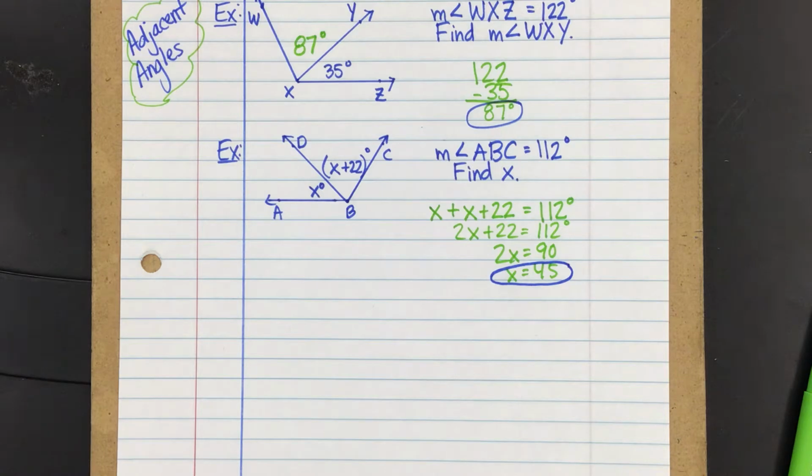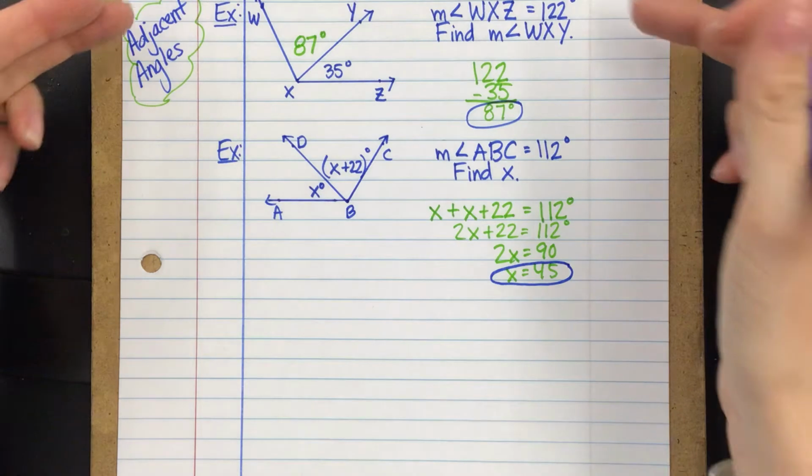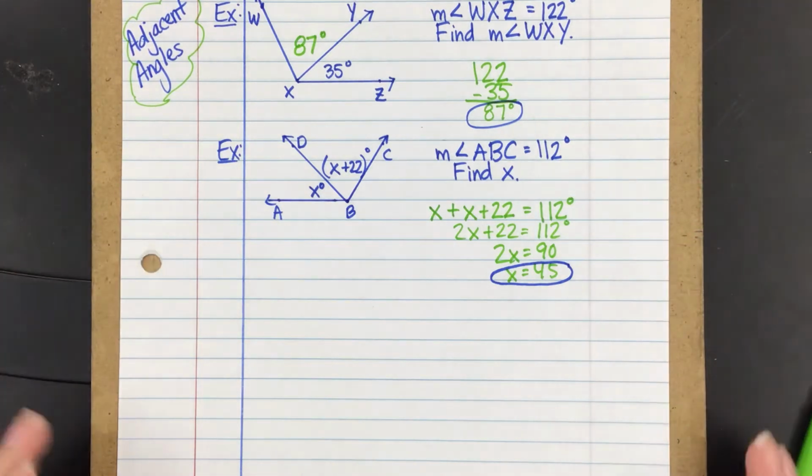Did you guys get 45? Fantastic. Okay, so this is adjacent angles. Now let's take a look at vertical angles.